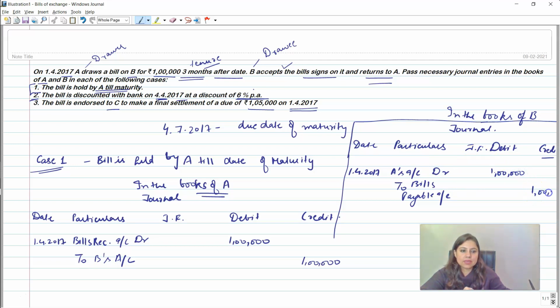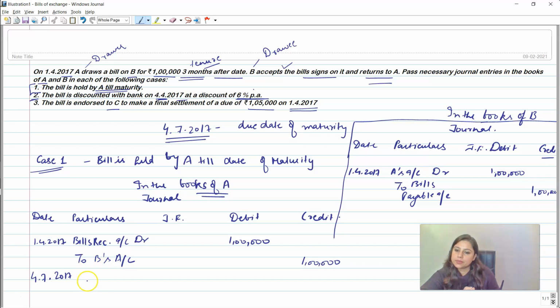So since the bill has been held here till maturity, there won't be any adjustment entries that need to be passed related to any discount, final settlement or rebate. Since the bill has been held by A only till maturity, the only entry that would now be passed would be on the payment of such bill, which will happen, as we have seen, on 4th of July 2017.